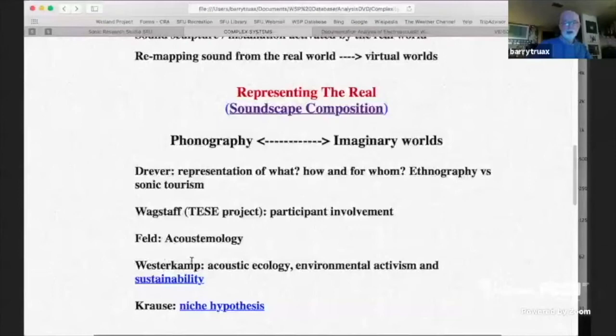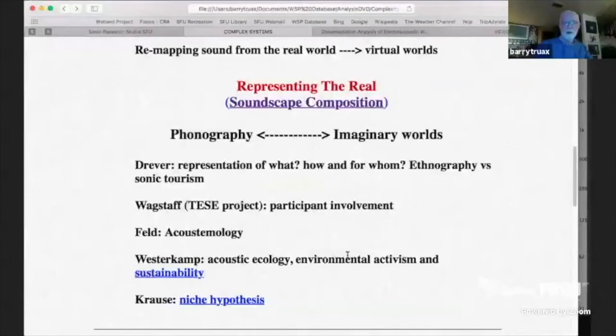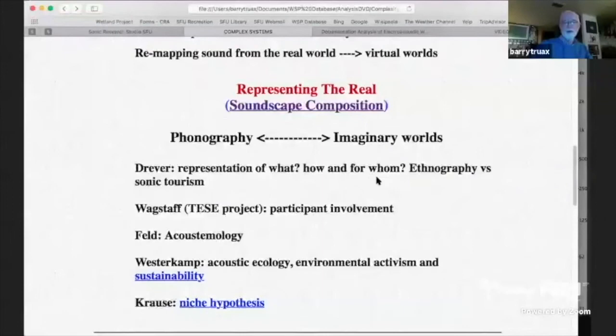My friend and colleague Hildegard Westerkamp, of course, started with the World Soundscape Project and has developed her own career as a very powerful voice for acoustic ecology, environmental activism, and questions of acoustic sustainability. And of course, from bioacoustics, we now tend to understand acoustic ecology as not just the human world or the built environment, but also the bioacoustic world that's equally threatened in its own way. And his niche hypothesis is a very strong contribution to all of this. So those are people whose names I would recommend to you for further thought about this subject.